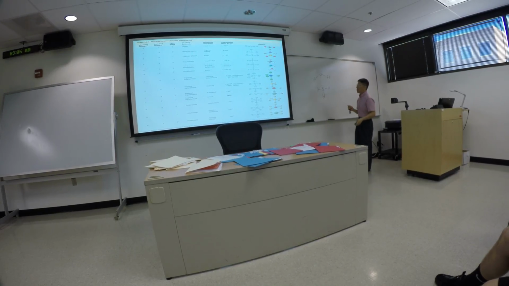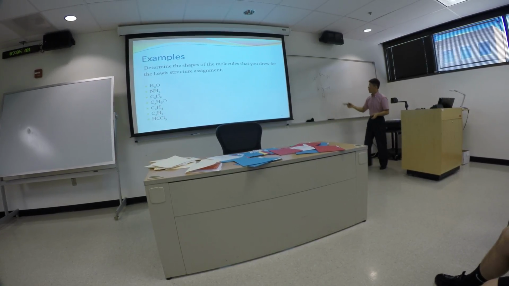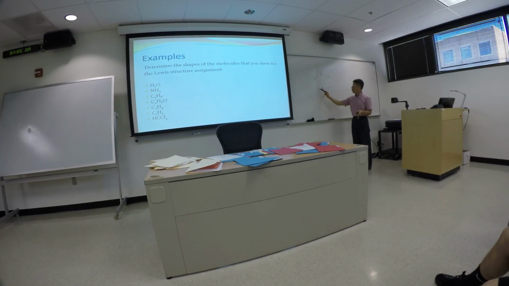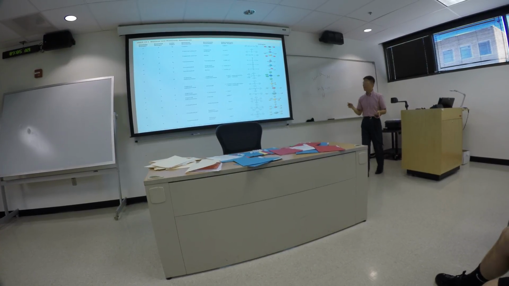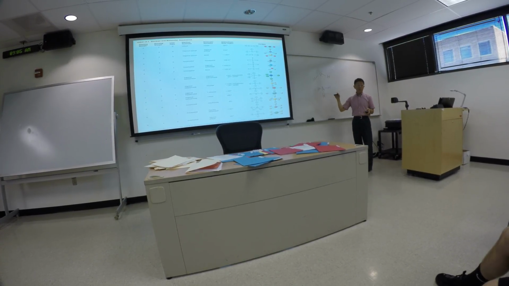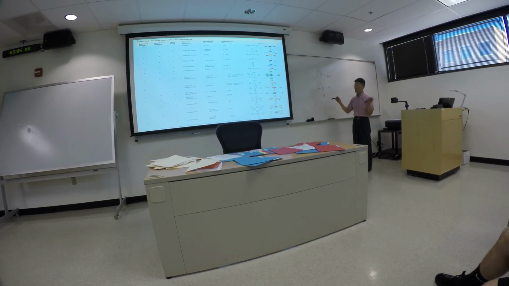Okay. So ammonia, well, this is a Lewis structure for ammonia. 1, 2, 3, 4, four valence electron pairs. So going back to this table, 4 electron pairs, electron group geometry is going to be tetrahedral. It only depends on the total number there.